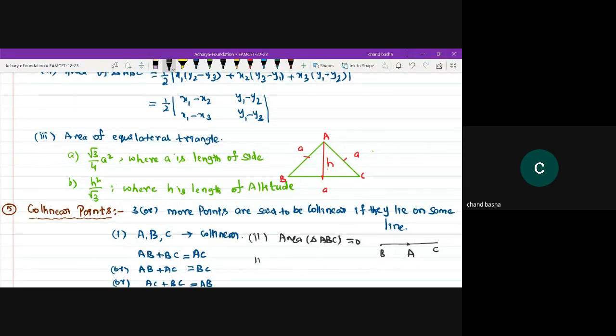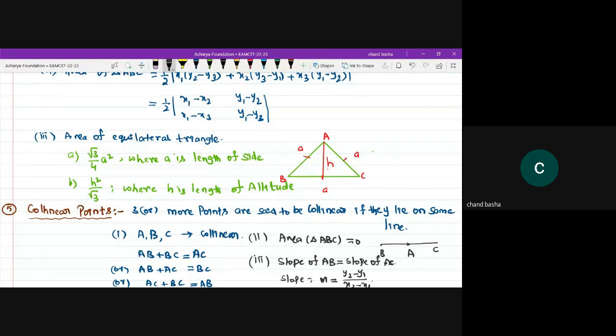Next, point number 3: the slope of AB is equal to the slope of AC. Because they lie on the same line, the slope must be the same. You know how to find the slope: m is equal to the difference of y coordinates upon the difference of x coordinates, that is, y2 minus y1 divided by x2 minus x1. So these are the points related to the nature of area and collinearity.